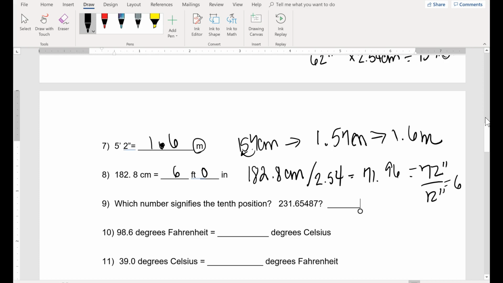All right, so which number signifies the 10th position? This one, 6, right? So if we have to round this number, 231.65 would take us up to 7, okay? So when we record this out, your answer is going to be 231.7. Everybody good there? Okay. If you're not, please let me know.